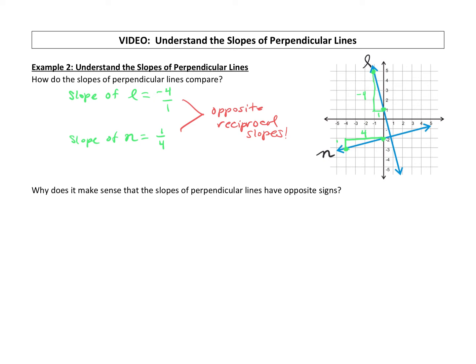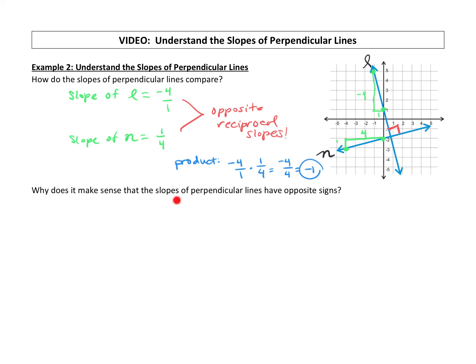Another way to check for perpendicular lines is to find the product. Product means multiply the two slopes together. -4 over 1 times 1 over 4. If we multiply straight across, we get -4 over 4, which reduces to -1. So if the product of two slopes is -1, that means that your lines are perpendicular. So they are forming a right angle where they meet.